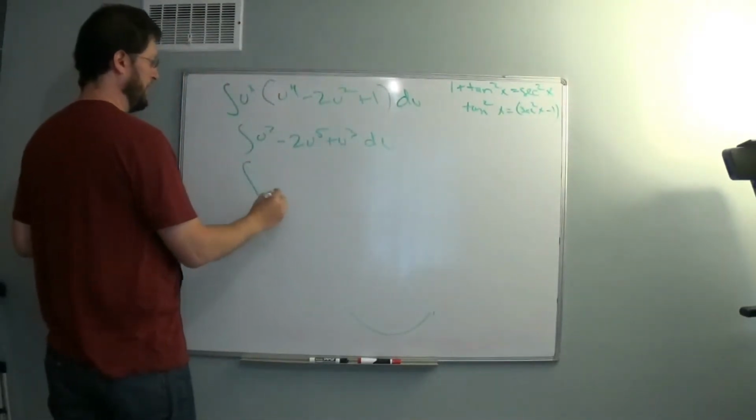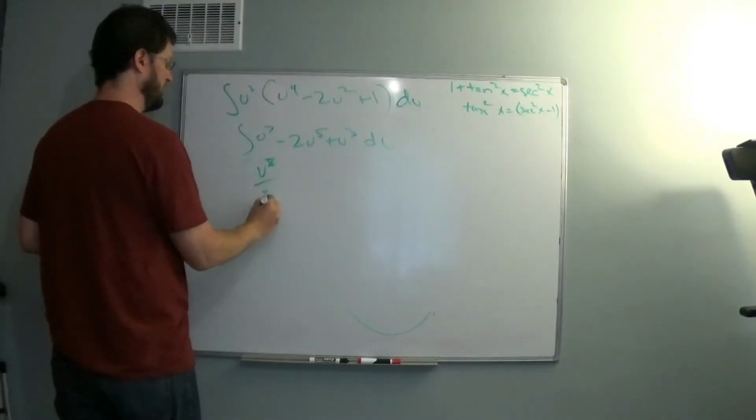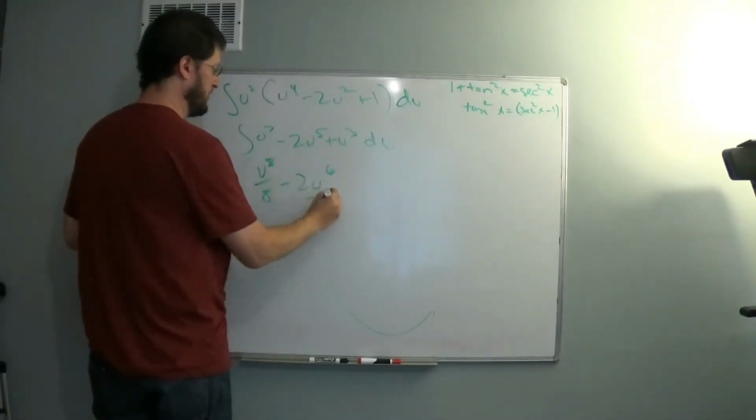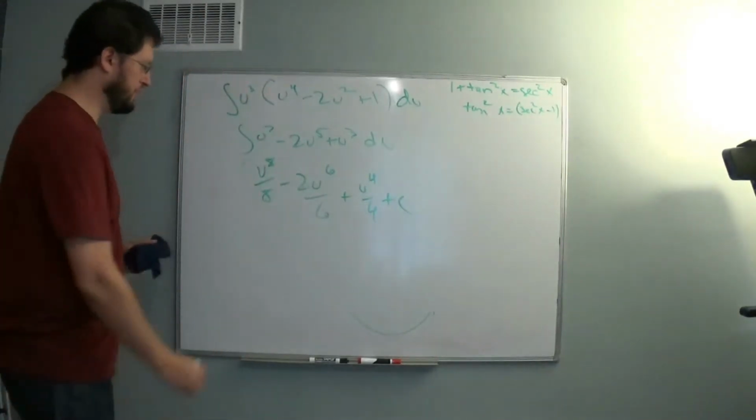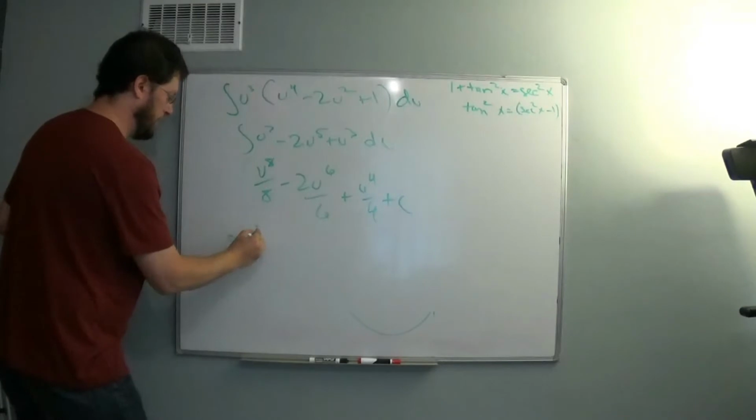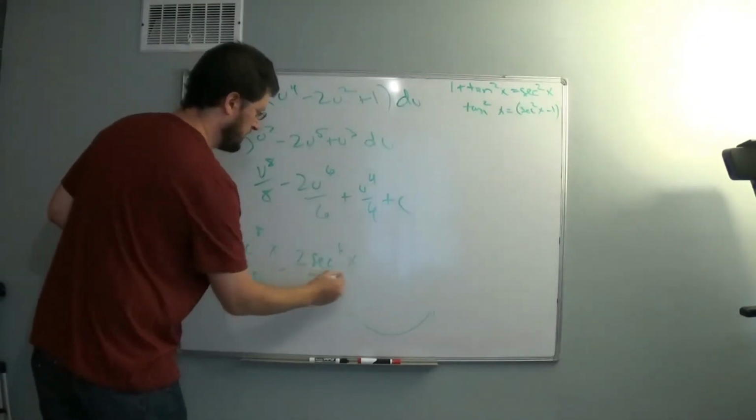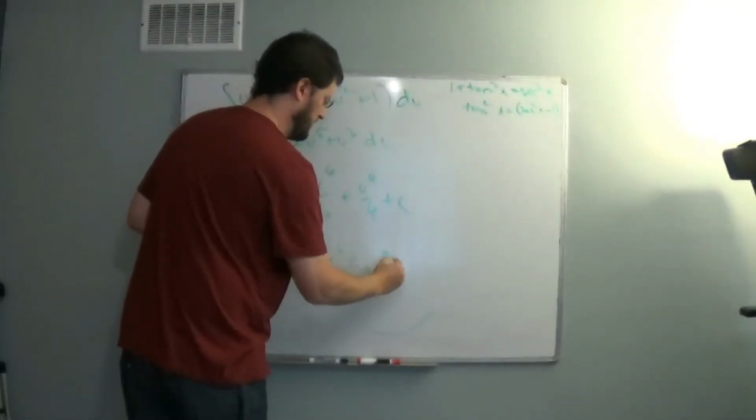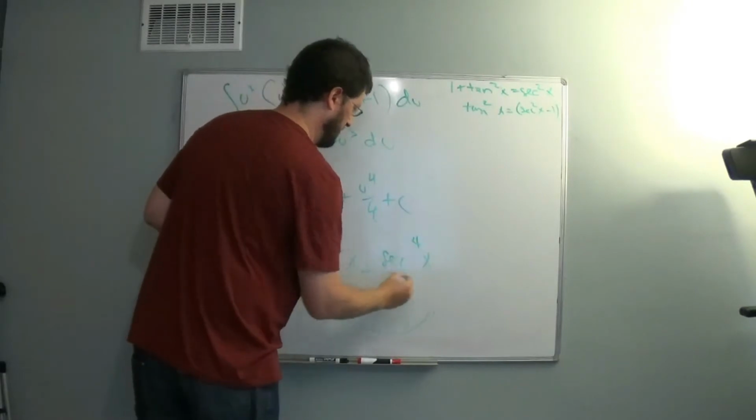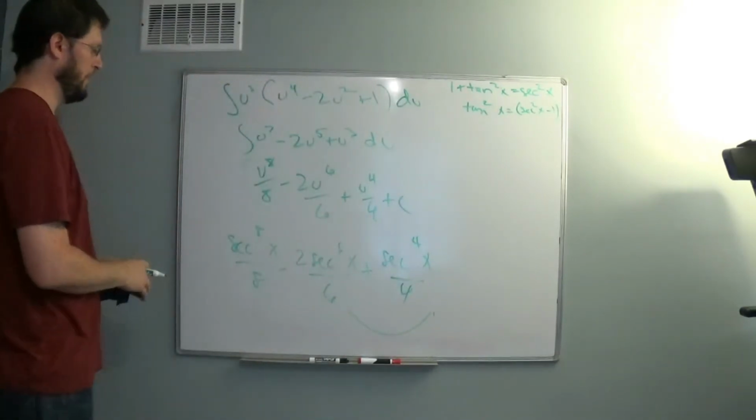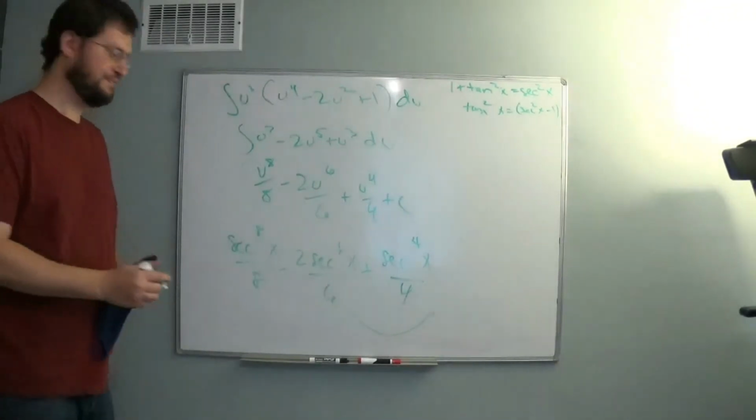And we end up getting u to the 8 over 8 minus 2u to the 6 over 6 plus u to the 4 over 4. And finally return it to secant: secant 8x over 8 minus 2 secant 6x over 6 plus secant 4x over 4. And we're done.